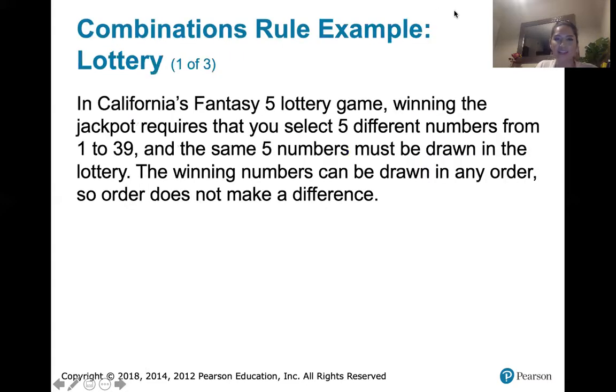Okay, so let's look at an example. It says in California's Fantasy 5 lottery game, winning the jackpot requires that you select 5 different numbers from 1 through 39, and the same 5 numbers must be drawn in the lottery. The winning numbers can be drawn in any order, so order does not make a difference. So the Fantasy 5, you just pick a number between 1 and 39. You pick 5 of them.